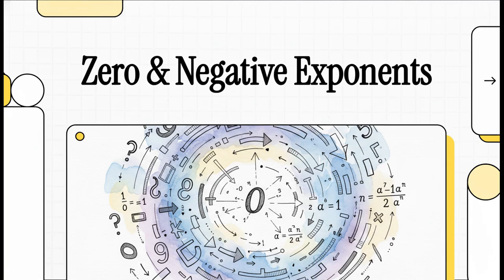Okay, let's talk about zero and negative exponents. I know, they look a little weird, maybe even like they're breaking the rules of math. But what if I told you there's a super simple, hidden logic behind them? Well, in the next few minutes, we're going to crack that code, and I promise it's all going to make perfect sense. Let's jump in.